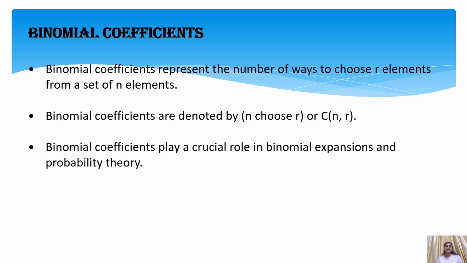The next is binomial coefficients. Binomial coefficients represent the number of ways to choose r elements from a set of n elements. Binomial coefficients are denoted by n choose r. Binomial coefficients play a crucial role in binomial expansion and probability theory.